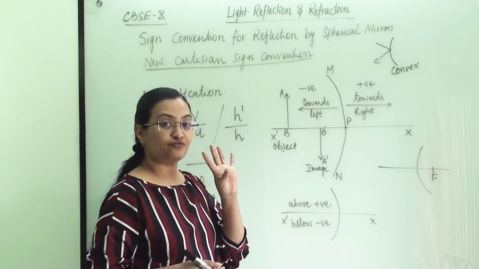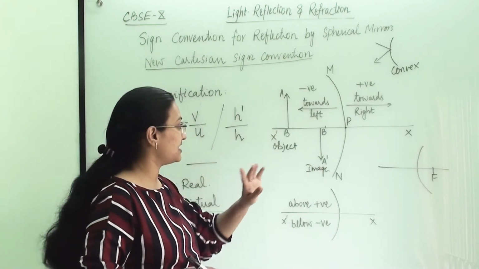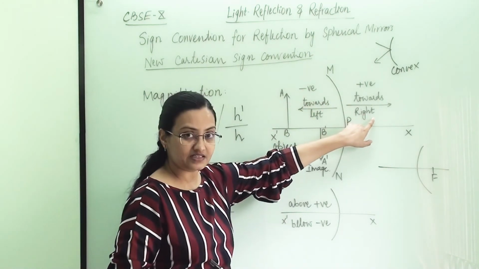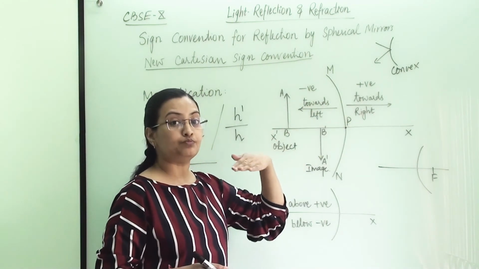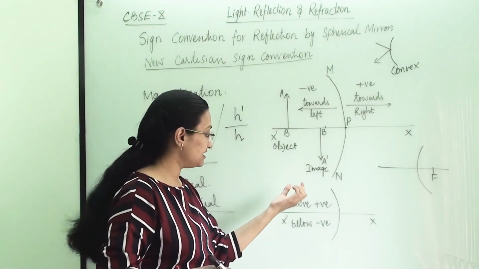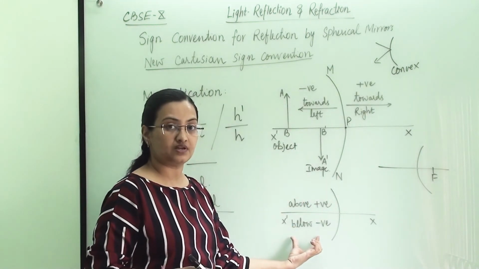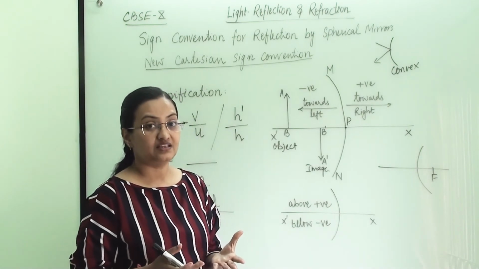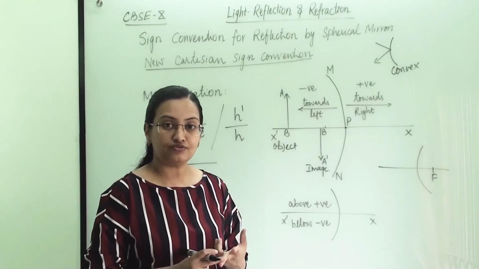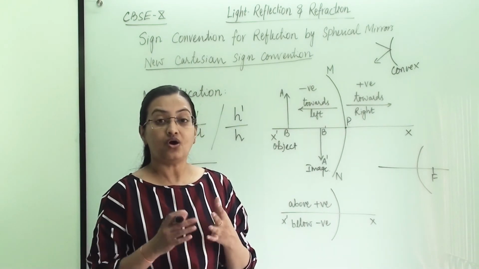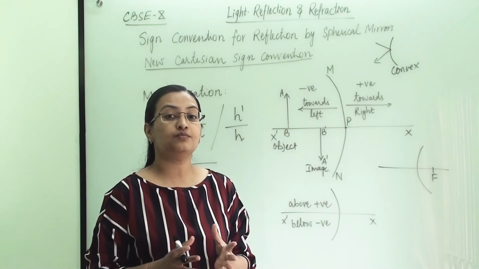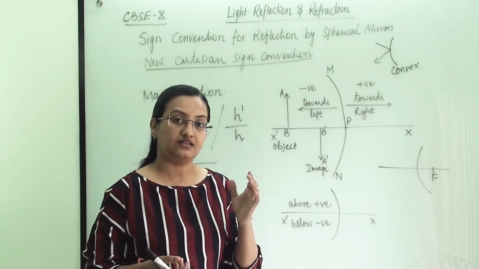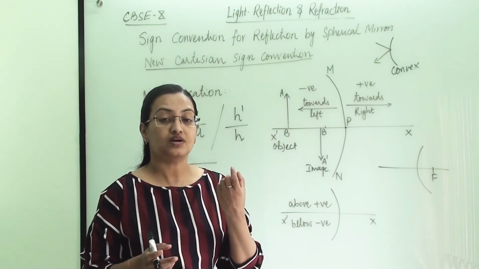So here there are four types of signs we have to understand. If it is towards the left side, then it is negative. If it is towards the right-hand side, then it is positive. If it is above the principal axis, then it is positive, and if it is below the principal axis, then it is negative. And we have to interpret the nature of the image, the position of the image and the size of the image. All these things we have to interpret from our answer, from which sign it carries, positive or negative, and what the number is.